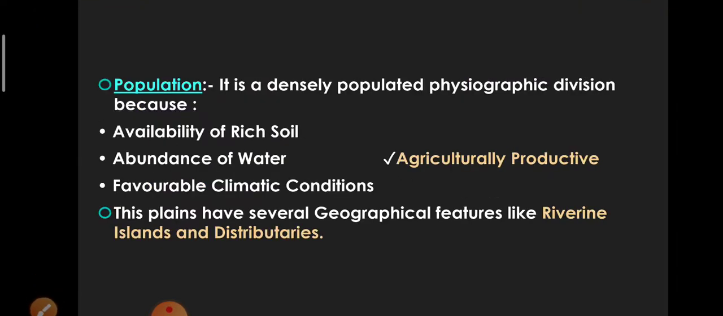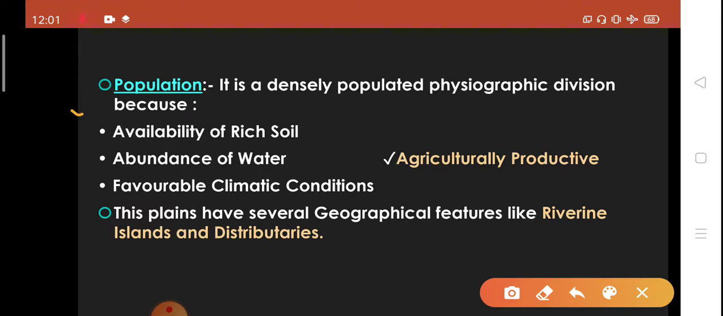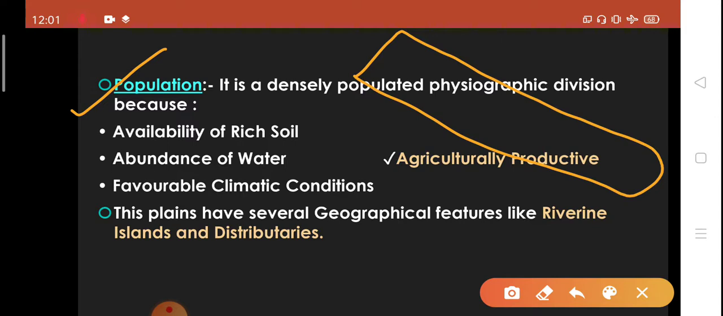We then talk about how populated the northern plains are. The third point is the population of the northern plains. That means in this part we are going to talk about, let's say this is the northern plain part. Okay, then in the northern plains, how many people live?